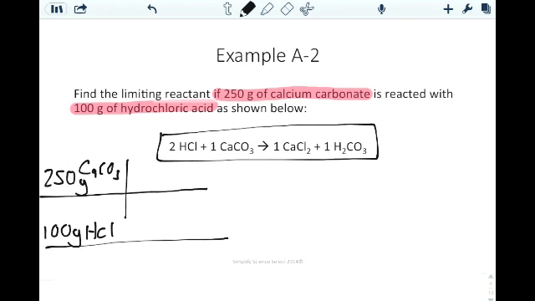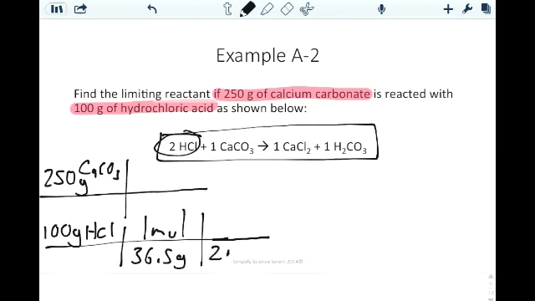Okay, so we set it up, and remember, anytime we see grams anywhere in stoichiometry, we have to use our molar mass. So the molar mass of hydrochloric acid is right around 36.5 grams per 1 mole. And in the reaction, what we see is that we have 2 moles of HCl in one reaction. Okay, and that gives us a total of right around 1.37 moles in a reaction.